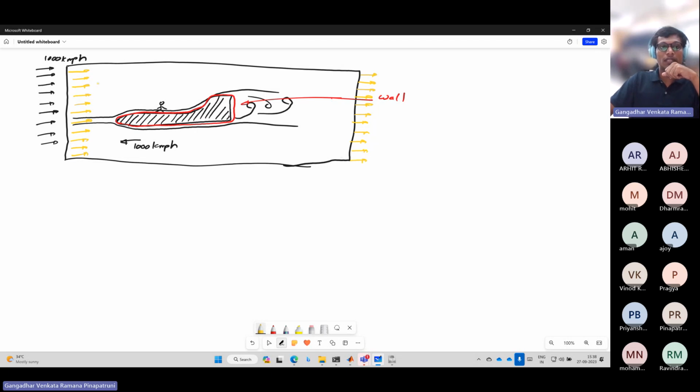Okay, this is your inlet, and this is your outlet. Got it? Now I have already told the software that this is my wall boundary, so I don't allow the fluid through the boundary. But what about the remaining edges? There are still remaining edges. So what conditions should I give to all four edges of the computational domain?